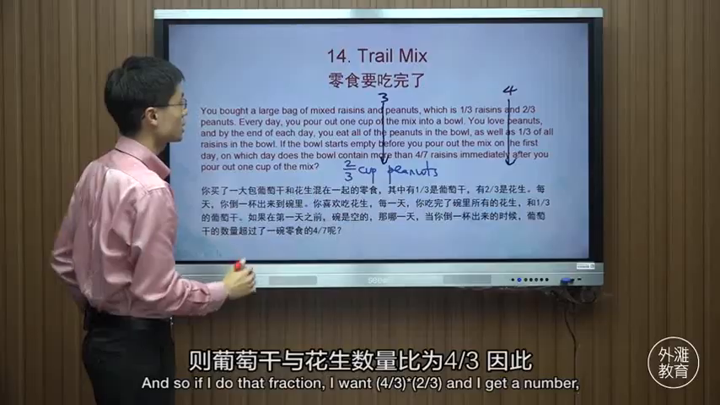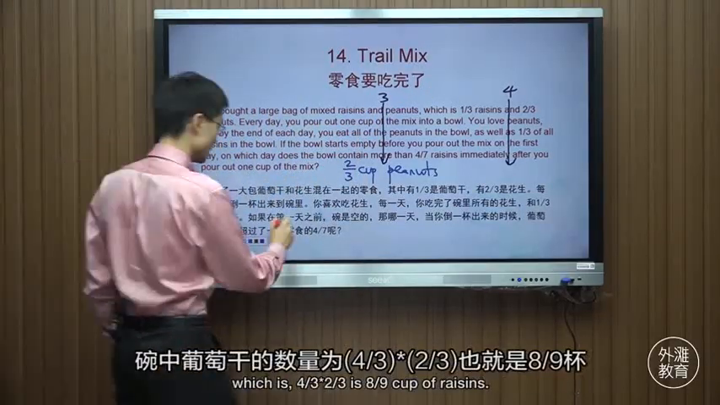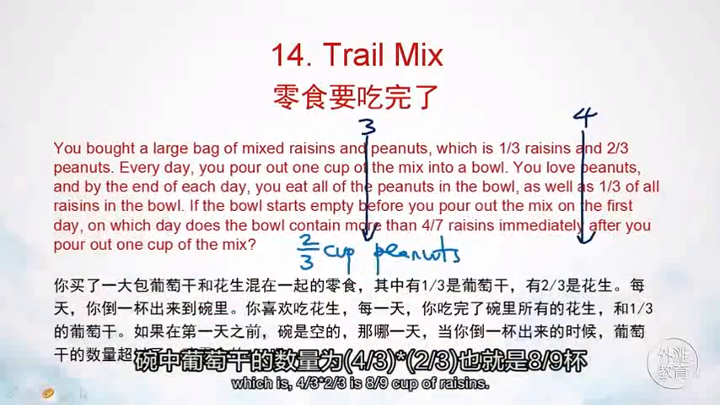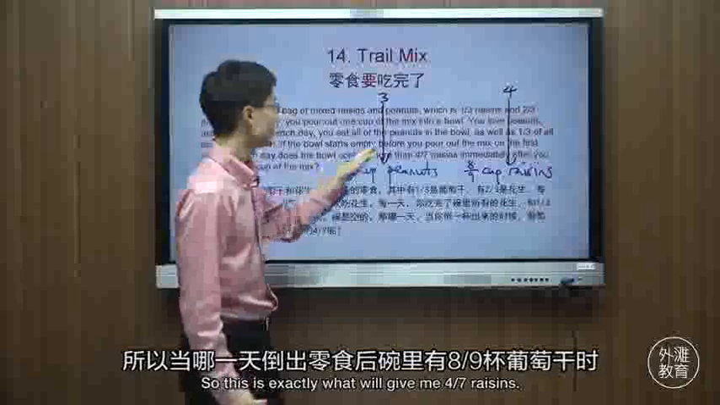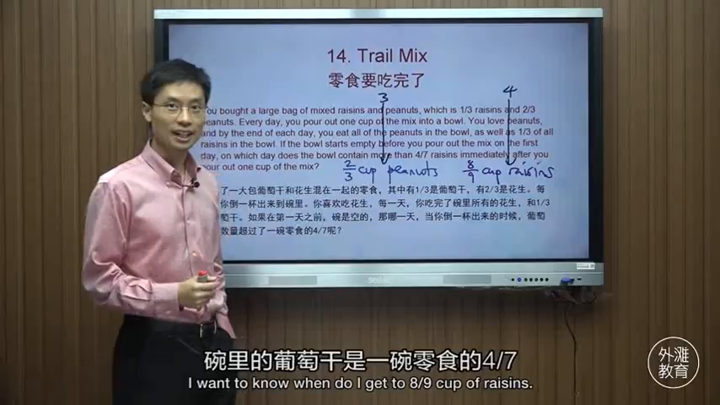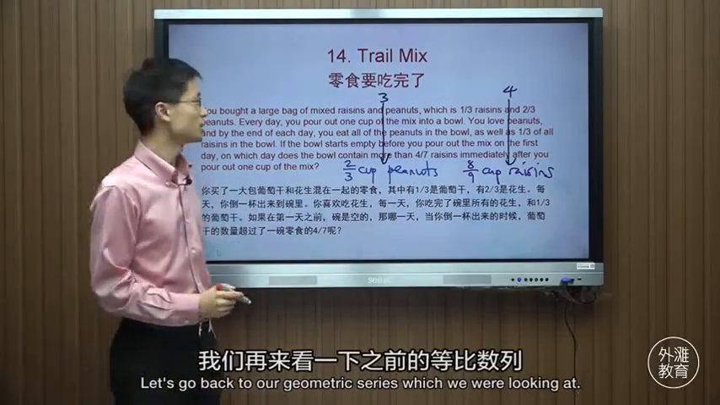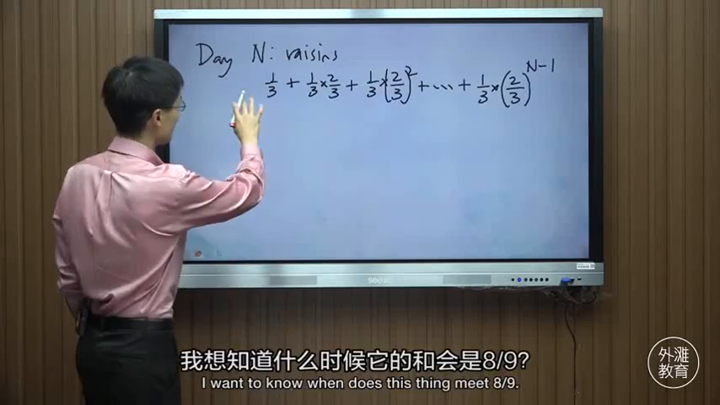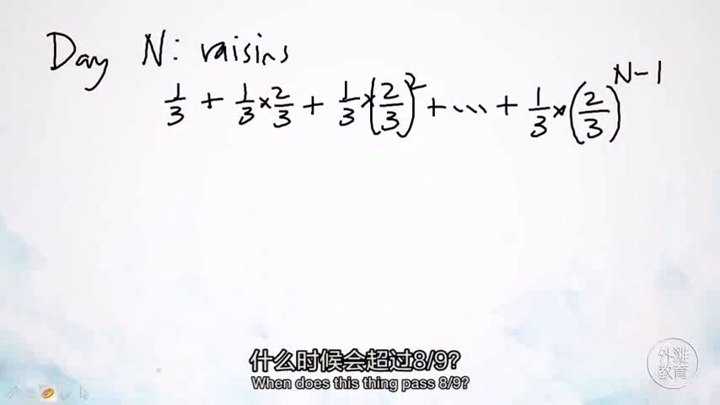And so if I do that fraction, I want 4/3 times 2/3, which is 8/9 cup of raisins. Okay, so this is exactly what will give me 4/7 raisins. I want to know, when do I get to 8/9 cup of raisins? Let's go back to our geometric series which we were looking at. I want to know, when does this thing pass 8/9?